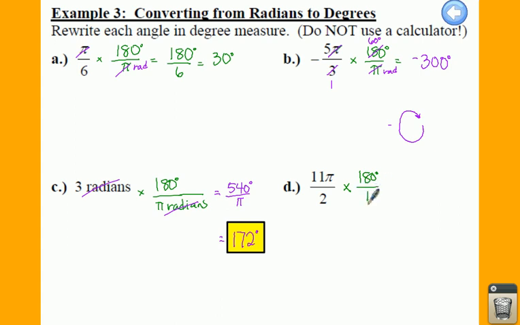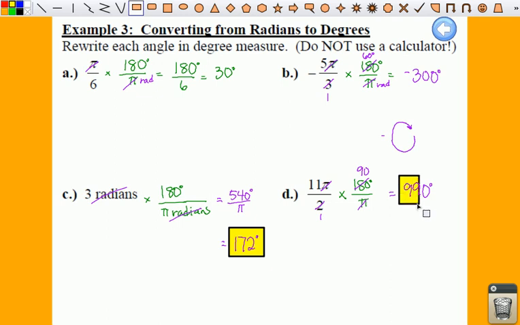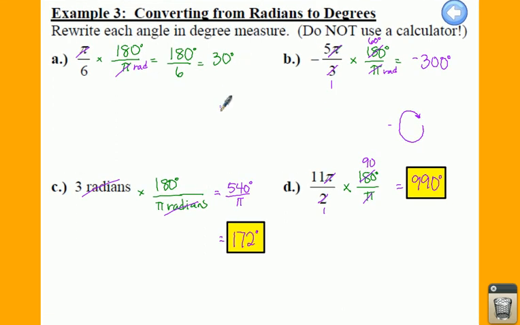So hopefully you paused this and multiplied it by 180 over pi. Pi's cancel. 2 becomes a 1. This becomes a 90. So 11 times 90 is going to give you a total of 990 degrees. So hopefully that wasn't too bad converting from radians to degrees. Just keep in mind this is a conversion factor, and that's going to help you immensely throughout this chapter.